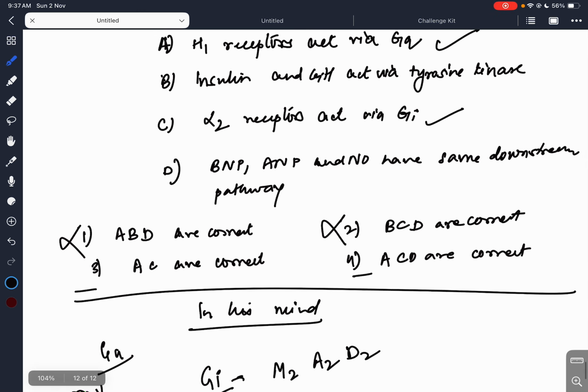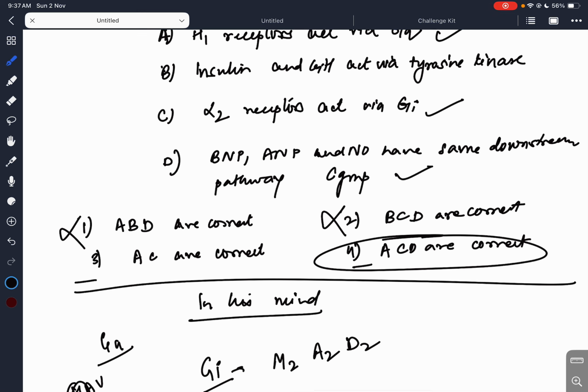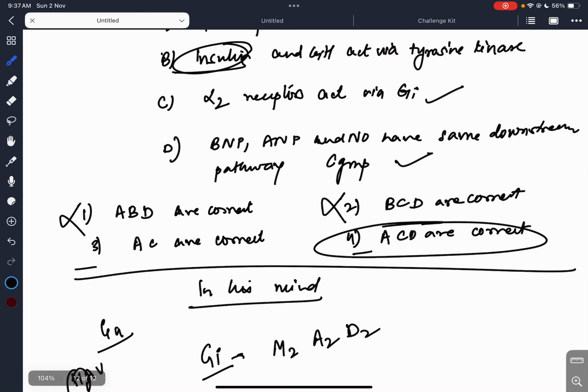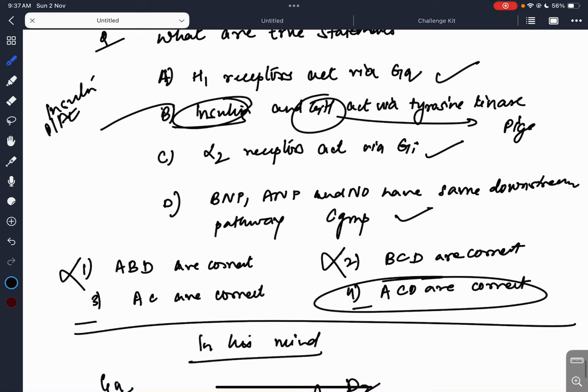Now he's left with two. He says that BNP, ANP and nitric oxide, yes, have the same downstream pathway via cyclic GMP. So this is true. This needs to be in my correct answers. Essentially he's ruling out. And this insulin acts via tyrosine kinase, but growth hormone, wasn't growth hormone part of the cytokine receptors which was in JAK-STAT? So this statement is already wrong.